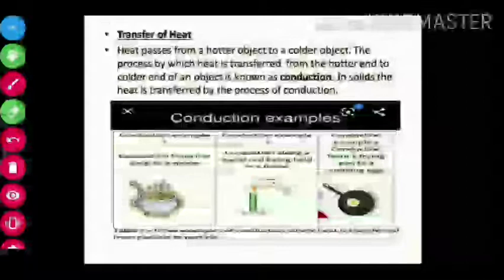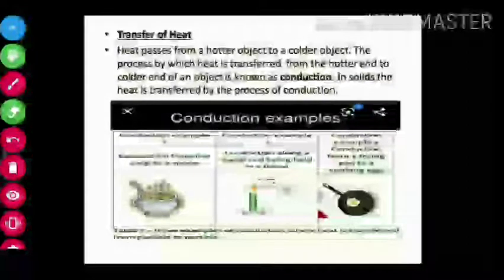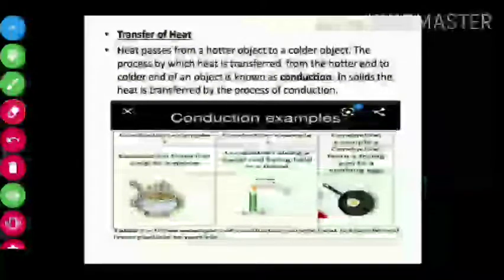Heat passes from a hotter object to a colder object. This is the property of heat: it will always transfer from a hotter object to a colder object. The process by which heat is transferred from the hotter end to the colder end of an object is known as conduction. So this is one new term, conduction. By conduction, heat can pass from the hotter end to the colder end of an object.